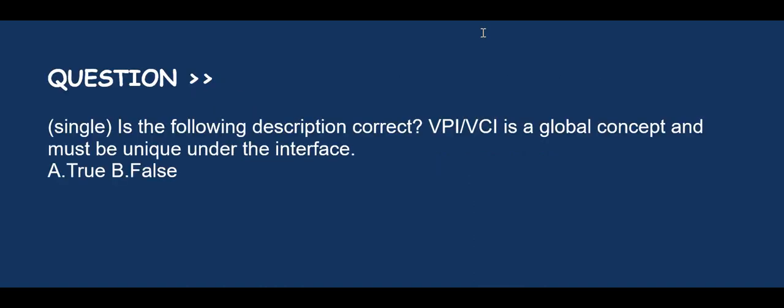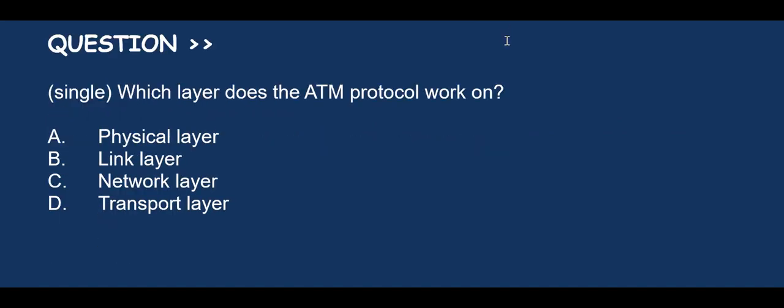The question is the following description correct? VPI VCI is a global concept and must be unique under the interface. Option A true, option B false. Option B is correct. Next question is, which layer does the ETM protocol work on? Option A physical layer, option B link layer, option C network layer, option D transport layer.